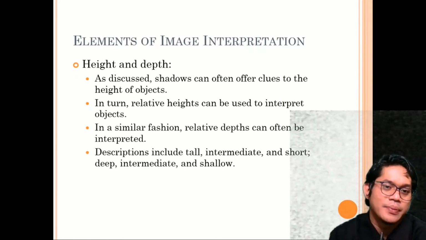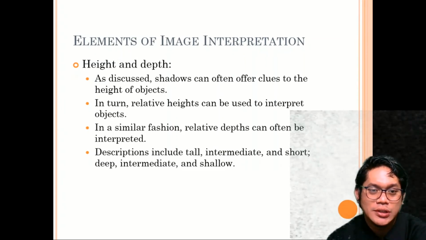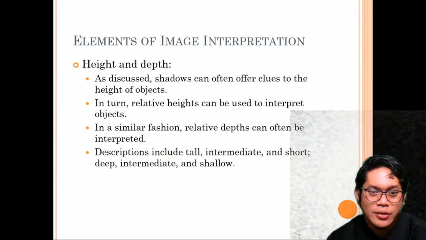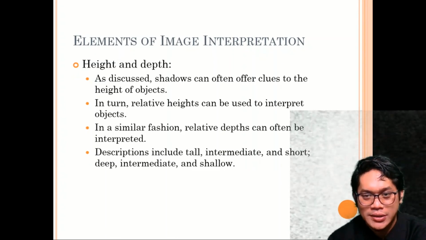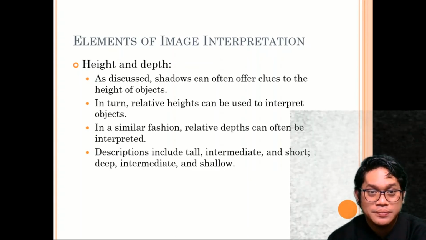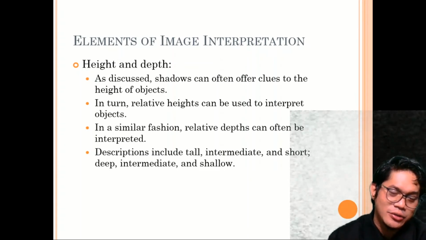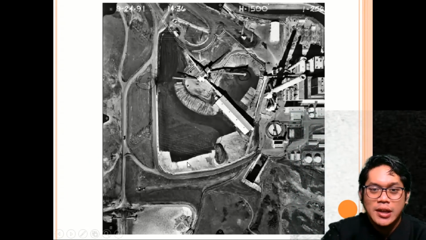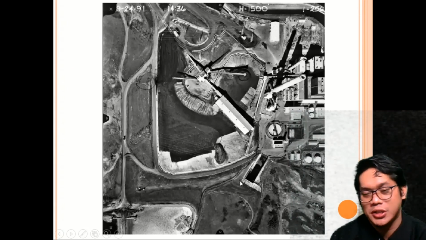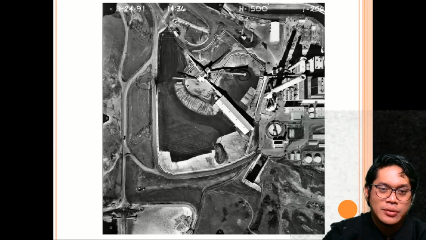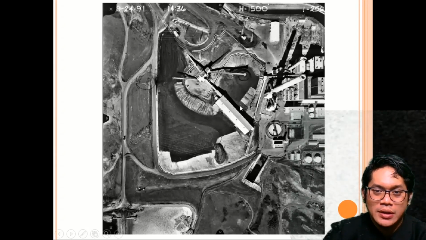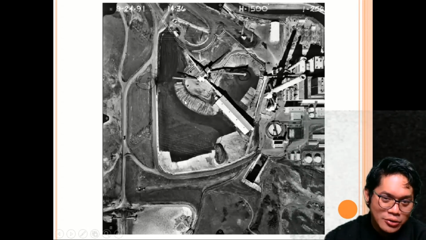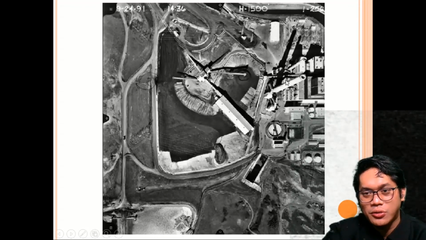And height and depth. As discussed, shadows can often offer clues to the height of objects. Therefore, relative heights can be used to interpret the objects, either depth or heights. So you can understand whether it gives you some depth or some height, such as in these images. This is an image of coal mining in Germany in 1991. From the shades of the shadows, you know that this is an open pit mine going down into the earth. And due to this shadow, you know that this is a tall chimney, something like that, and many more.